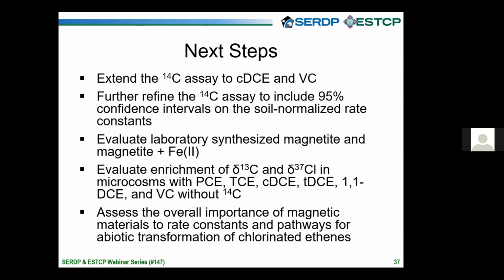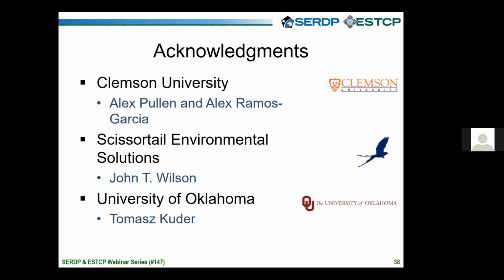And then another part of the project is to look at the enrichment in carbon-13 and 37Cl in microcosms with all 6 of the chlorinated ethenes without C14, so we can learn some new information associated with compound-specific isotope analysis. And then we also want to assess the overall importance of magnetic materials to rate constants and pathways, so we can further advance the field in understanding the contribution of abiotic degradation.